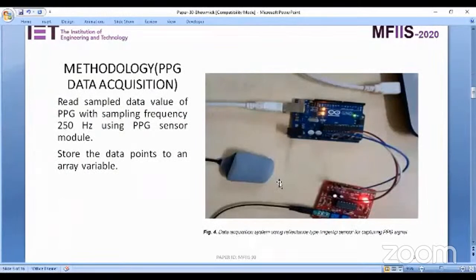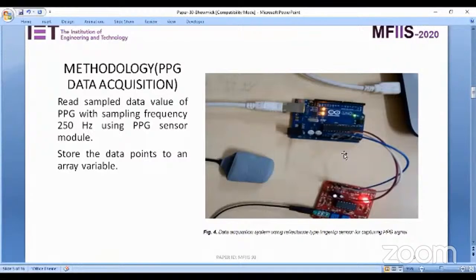Then come to the methodology. First step, PPG data acquisition. The output pin of the PPG sensor module is connected to the analog pin of the ATmega328 microcontroller board. The data acquisition program is implemented in embedded C on the Arduino IDE platform and uploaded to the ATmega328 board to capture the PPG dataset from the human body with a sampling frequency of 250 Hz. The data points are stored in .txt format using CoolTerm software into an array variable.